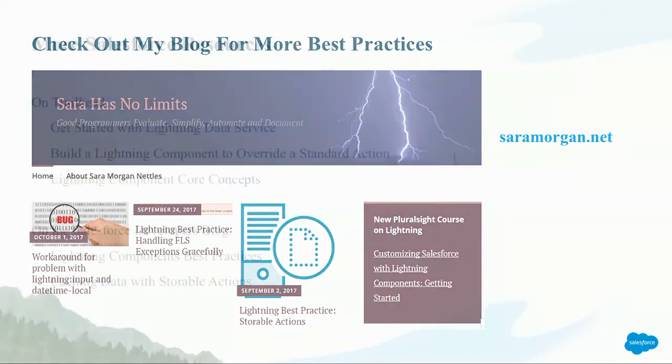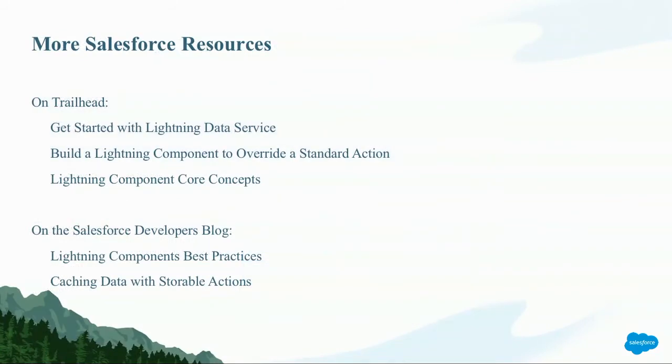So with that, let me tell you about some other Salesforce resources that are available to you. There are some great Trailheads. Obviously, I love Trailhead. There is Get Started with Lightning Data Service that'll tell you a lot about that particular one. Then Building a Lightning Component to Override a Standard Action. And there's this one, Lightning Component Core Concepts, which is new, and it's just really cool. It talks about a lot of these issues. And then on the developer blog, a great post that was the inspiration for the course by Christopher Conrad called Lightning Components Best Practices, and another one about caching data with storable actions that's really good. So those are very good to check out.